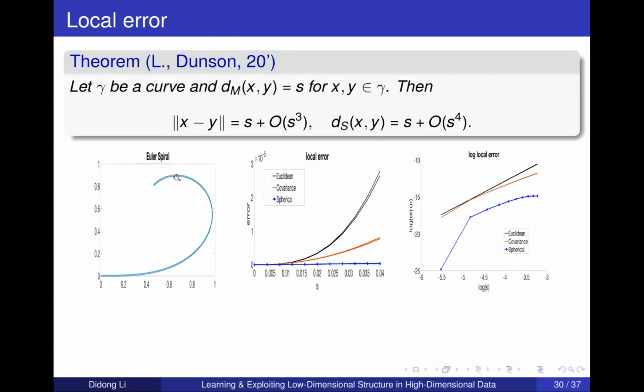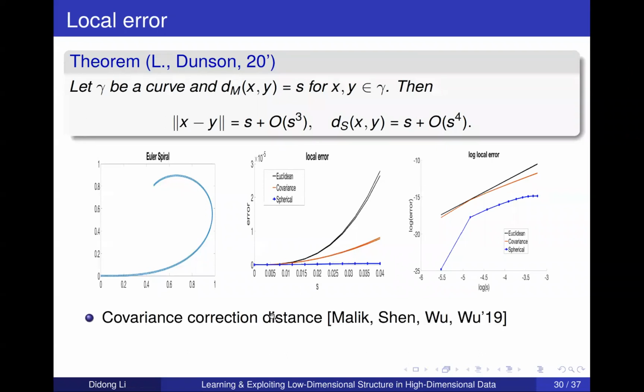Here's the 2 example, the Euler spiral, where we know the ground truth, we know the true geodesic distance. And here the X coordinate is the true distance S, and the Y coordinate is the error of the distance. So you can see that this is the Euclidean distance, which is the worst, and the blue ones, our spherical distance is the best. And in the middle is another competitor called the coherence correction distance.